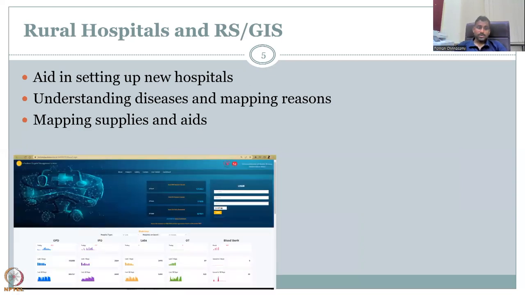In fact, there are governments which have put these kind of dashboards. How many OPDs? How many beds? How many of them are occupied? So these kind of dashboards can be done on a computer screen because there is a GIS back end running where it has a location, the intake of patients, the supply of medicines, etc. Even the blood bank and how much liters of blood are stored, all are documented. And also it creates new schemes like this.